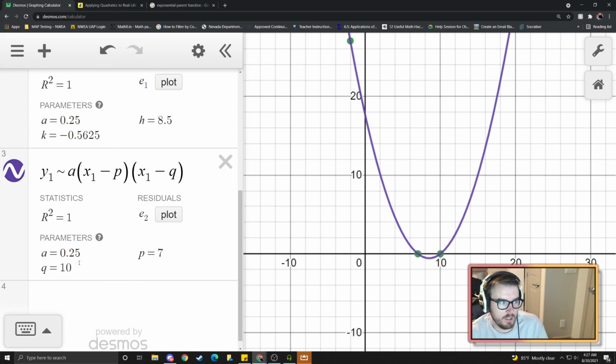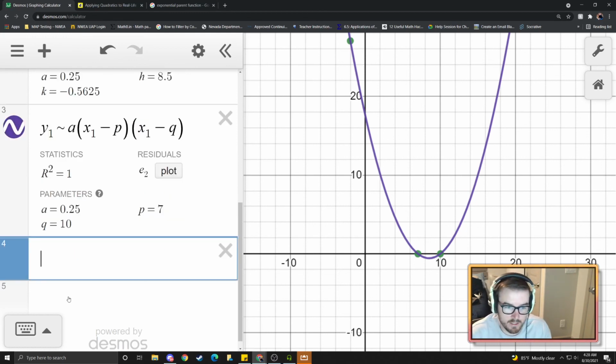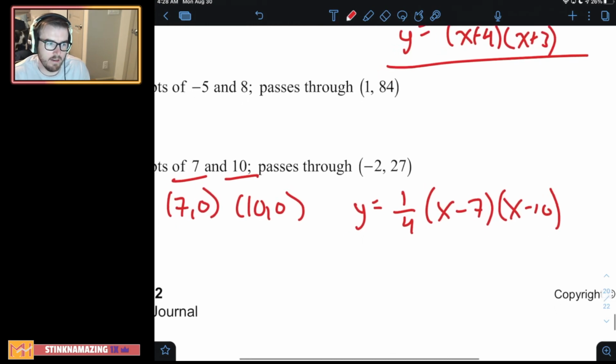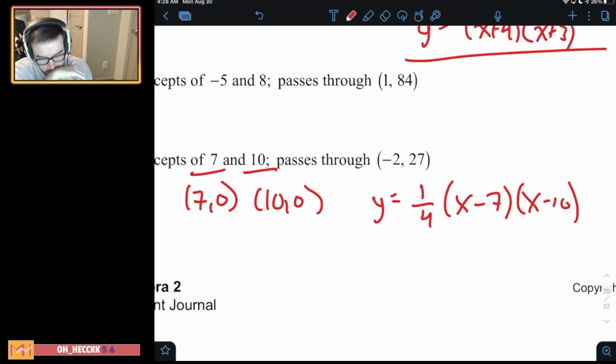We can see all the numbers lining up here, and we can go ahead and write that equation. That's 0.25, in case you didn't realize, is a fourth. So A is 1/4 times x minus 7, x minus 10. It does not matter whether you write minus 7 minus 10 or minus 10 minus 7. Okay? It does not matter which way you were to write that. And there is our function.